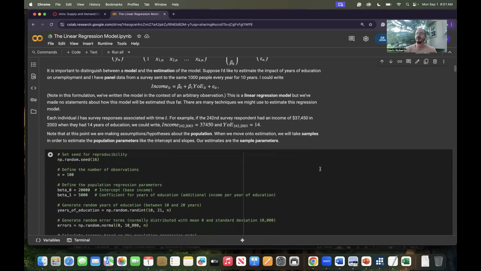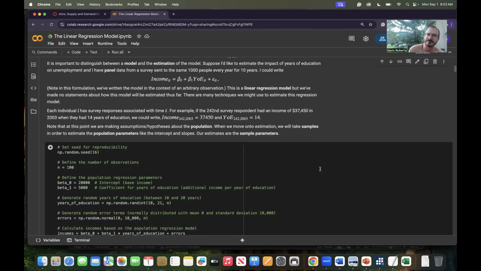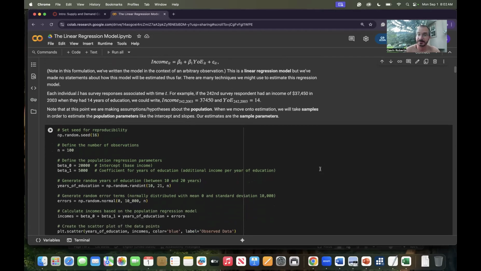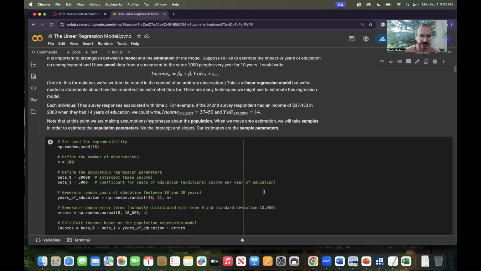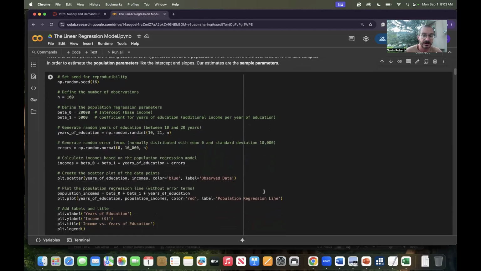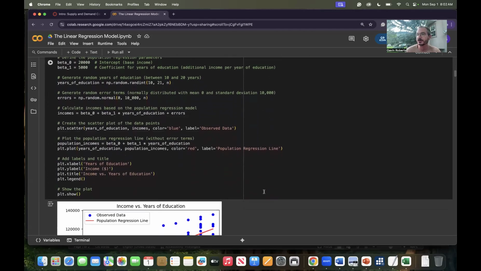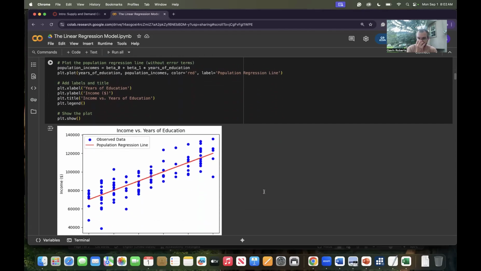Note at this point, we are making assumptions and hypotheses about the population because we haven't really talked about sampling yet. So when we move into estimation, we'll take samples in order to estimate the population parameters like these betas. But we haven't made that transition as of yet. Right now, we're just going to do a little simulation to show the population. You should think of this as a population scatter diagram because we haven't said anything about taking a random sample of individuals or anything like that.